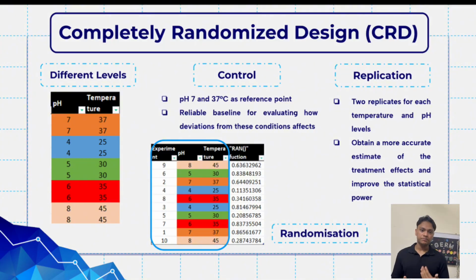This setup provides a reliable baseline for evaluating how deviations from these conditions, such as lower or higher pH levels or different temperatures, can affect the enzyme performance. Now, I'll pass this part to my friend Afdal.